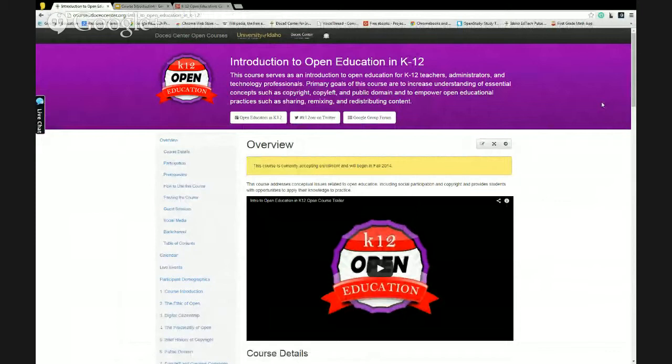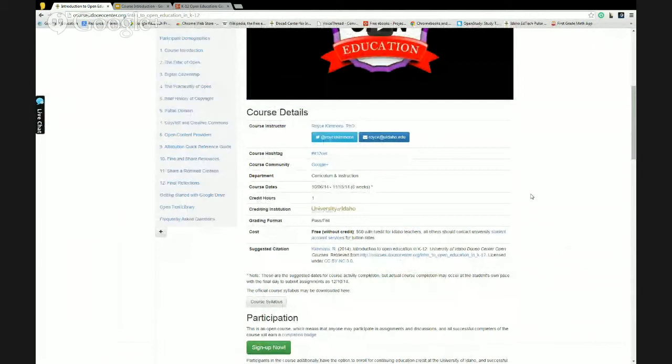The course website has a simple layout. It has a column on the left, that's the navigation bar, and all the content is on the right. On the overview page, you'll see a course trailer and also some brief details about the course, reminding you that this is a free course. If you ever have any questions, feel free to contact me. You'll find my email address here along with my Twitter handle, so you can contact me on Twitter. You can also use the course hashtag to talk about course-specific topics on Twitter, and we also have a course community on Google+ that you are welcome to join.